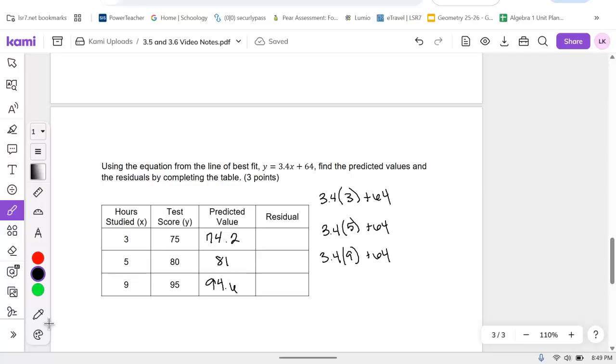Then you have your actual minus your predicted. So I'd have 75 minus 74.2, which is 0.8. Then I have 80 minus 81, which is -1. Then I have 95 minus 94.6, which is 0.4. So this is 3.5 and 3.6. Hope it helps.